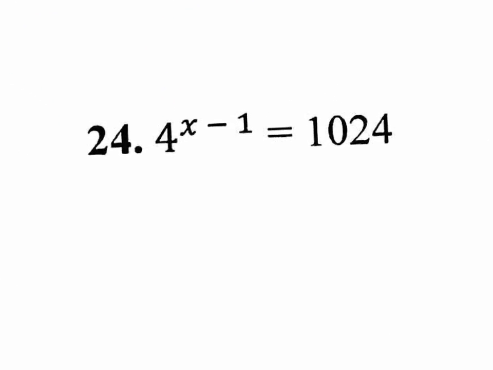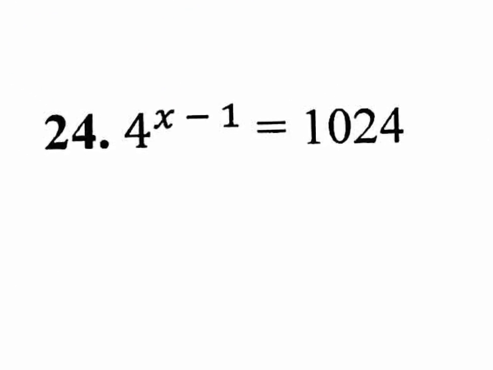Let's go to number 24. It would be nice if this guy could be rewritten as 4 to a certain power. I don't know if that's possible. Let's try it out. 4 to the 4th is 256. On the calculator, 4 to the 5th is 1024. There you go, 4 to the 5th. So my goal is to change that 1024 to a 4 to the 5th.